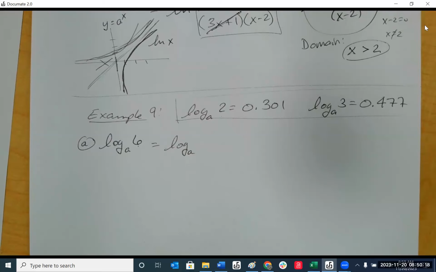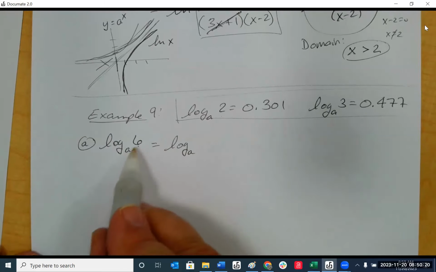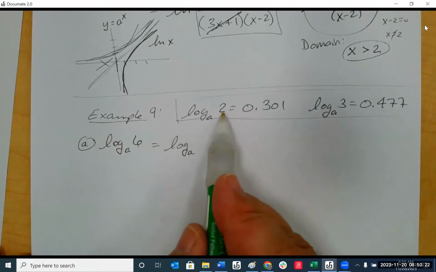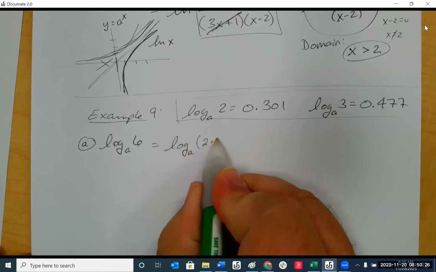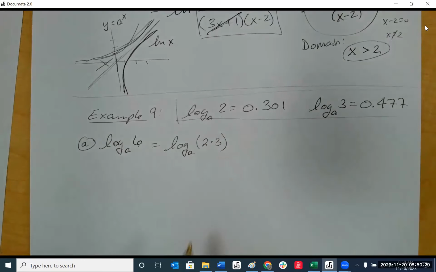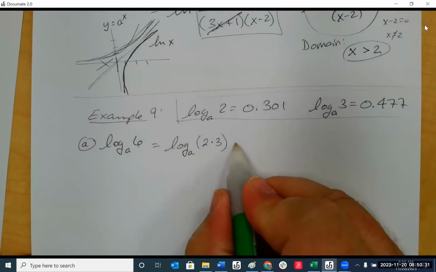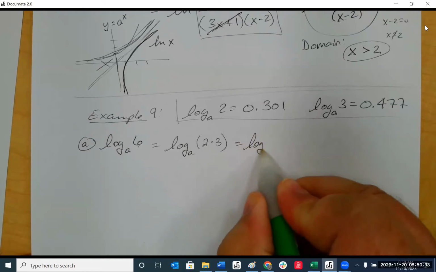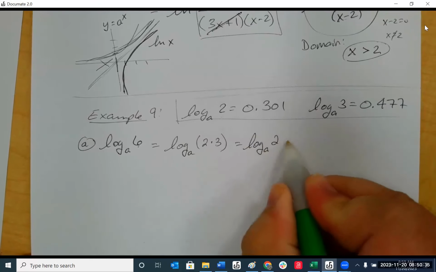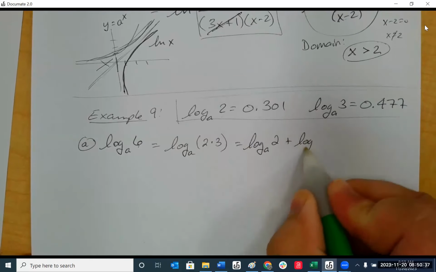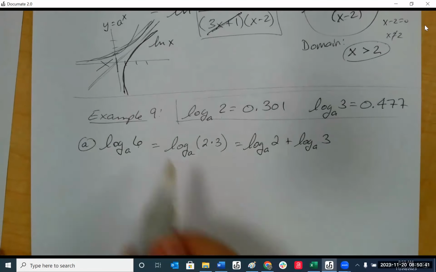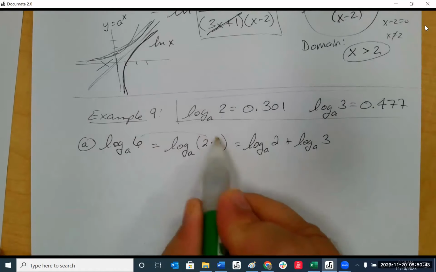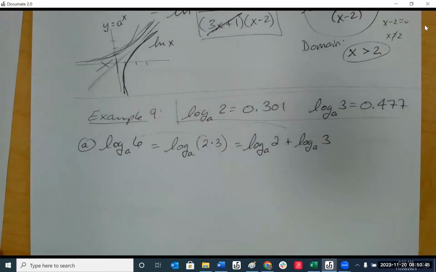Not add. Well, what equals 6? 2 times 3, right? Now we have a product rule, which says log base a of 2 plus log base a of 3. We first have to go to the product rule, and then from there we can use this summation. That's probably what you meant.